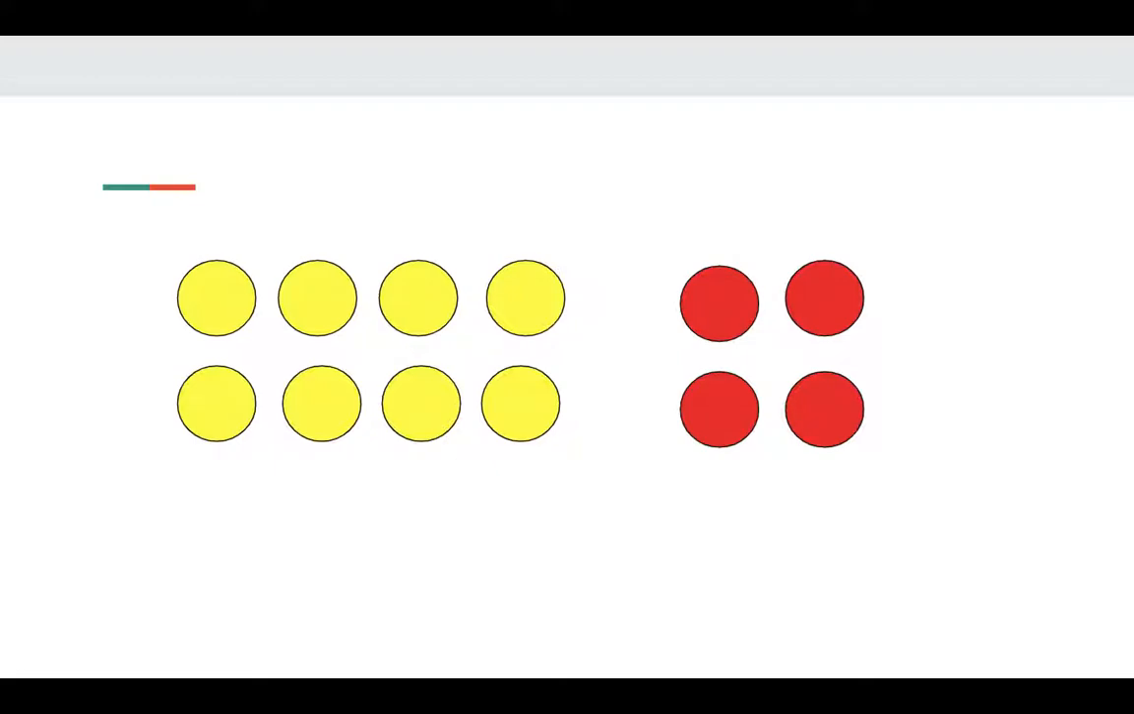Let's say that I grab a handful of 2-color counters and I drop them on my desk to see how they land. In this case, I had some yellow and some red. So looking, I have 8 yellow and 4 red. If I want to know how many I have all together, naturally I would add. So my number sentence would be 8 plus 4. Those are my 2 addends. When I put those 2 together, my sum is 12.